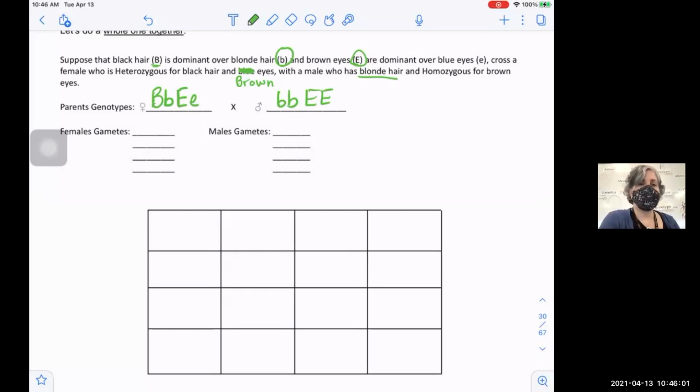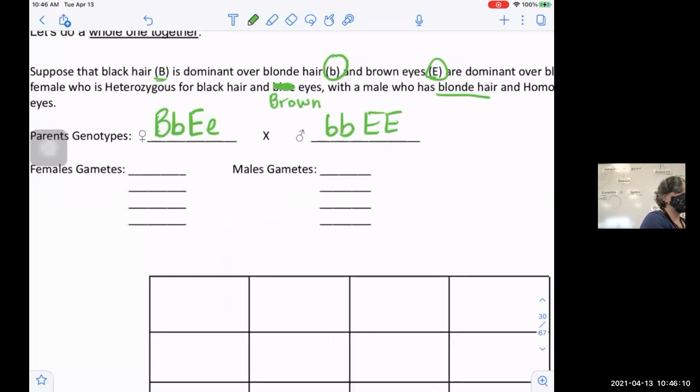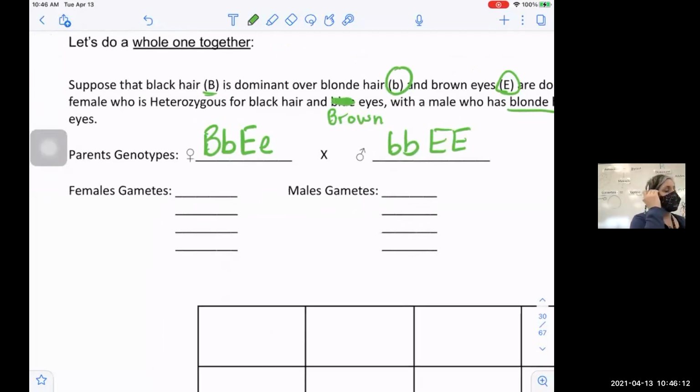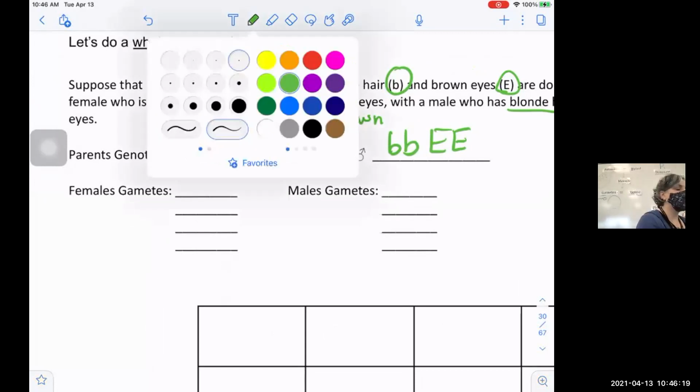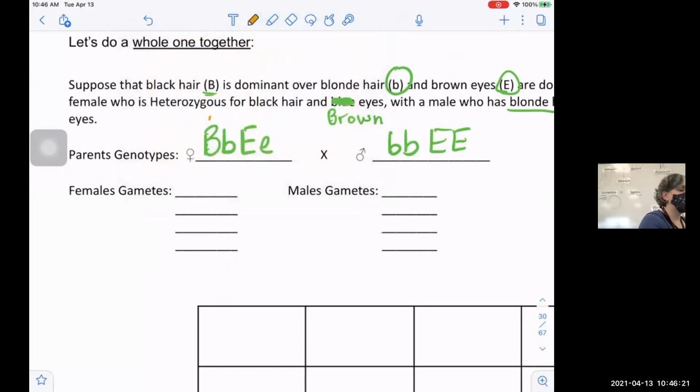So parents' genotypes are important because you can't figure out parents' gametes if you don't have their genotypes written first. Okay, so let's figure out what the possible gametes are for this female here. And I wrote the little symbol for female in front of it. So just like before with the FOIL method, we're going to go big B, big E is a possibility. And what can big B also go with? A little e.